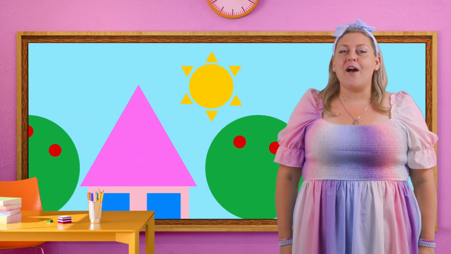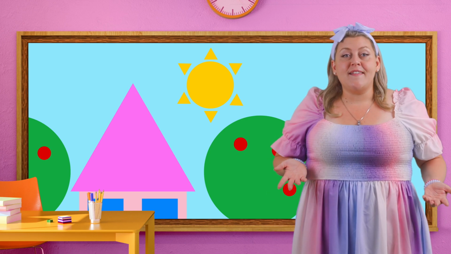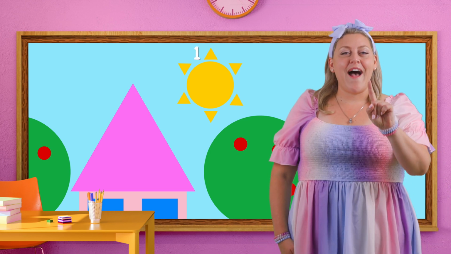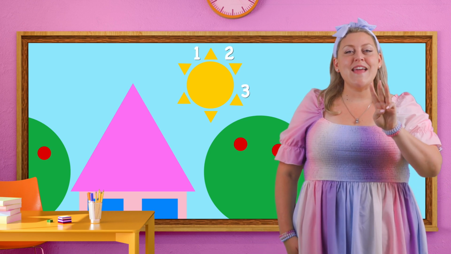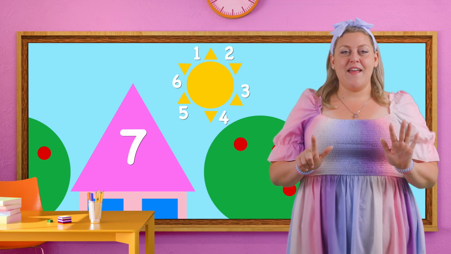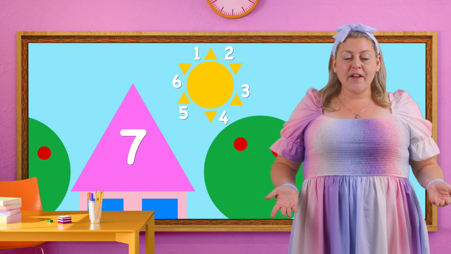Take a moment to count. 7? You see 7 triangles? Let me count with you. 1, 2, 3, 4, 5, 6, 7. Fantastic! Do you know what colors the triangles are?